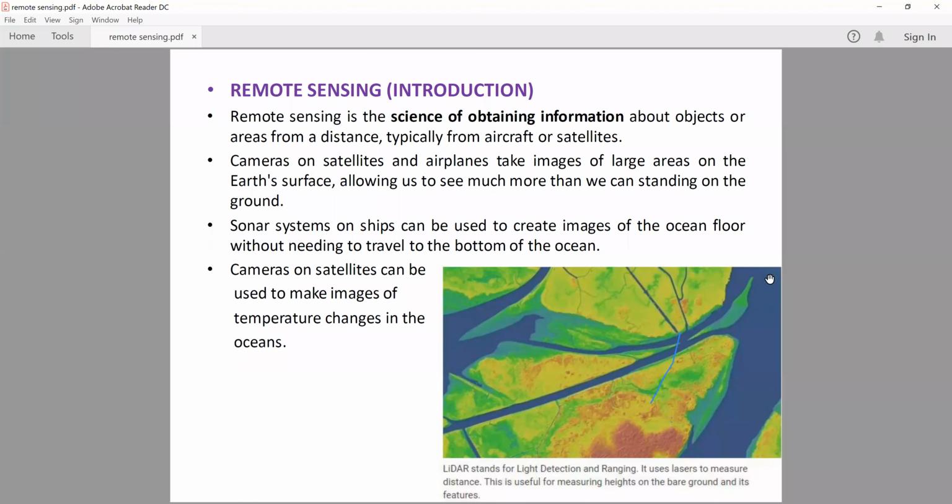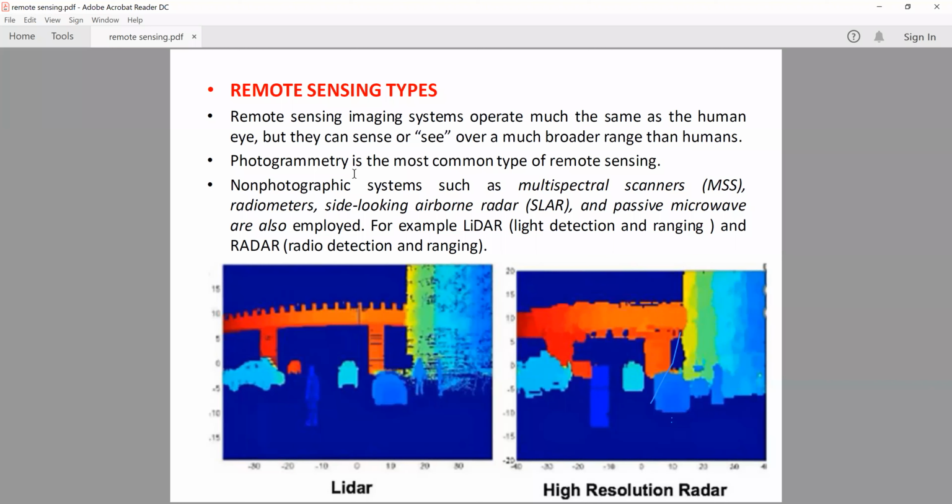So we can use different sensors that we're going to talk about. So in remote sensing types, you can see that we have photogrammetry, which is remote sensing using cameras and taking photographs. And then we have non-photographic systems such as multispectral scanners, MSS, that we'll talk about, side-looking airborne radar and LiDAR. So you're already familiar with radar. That's again an example of remote sensing.